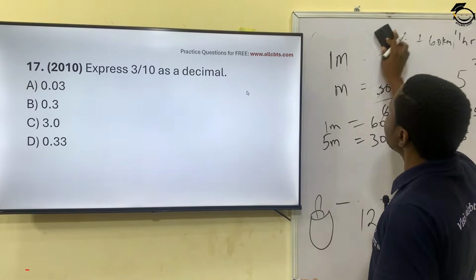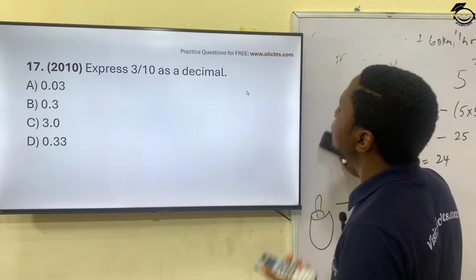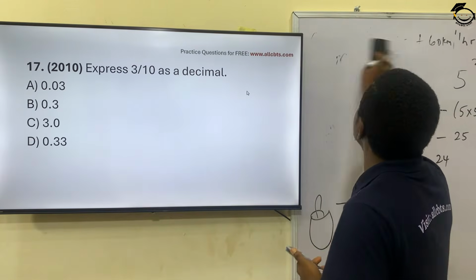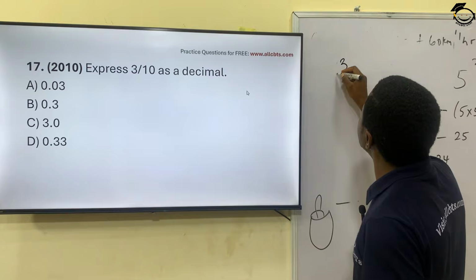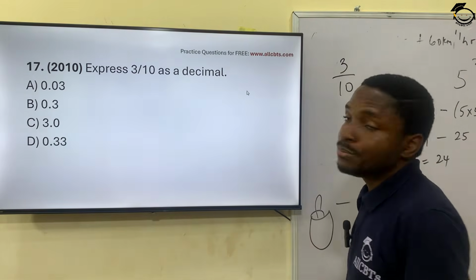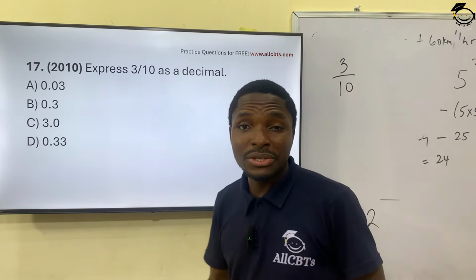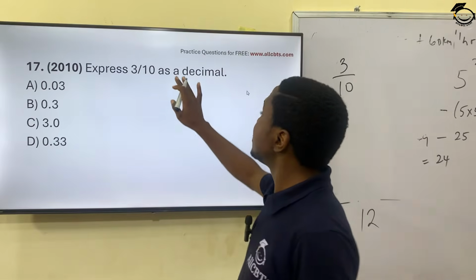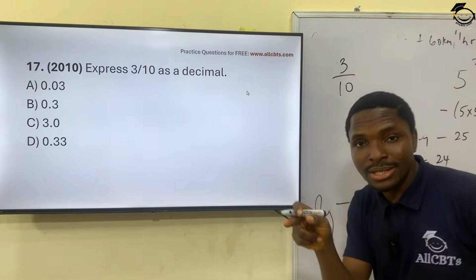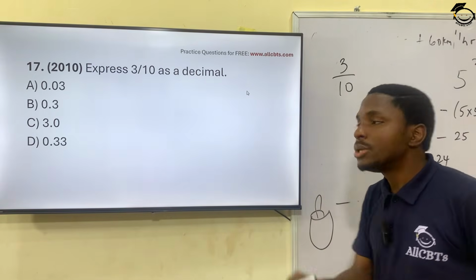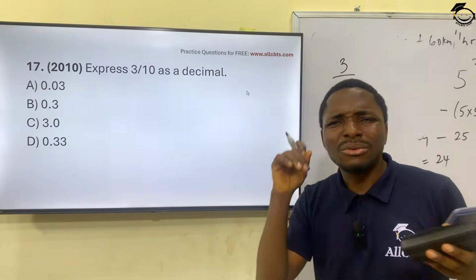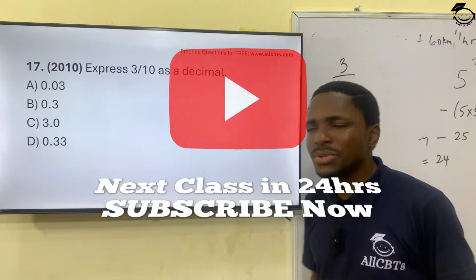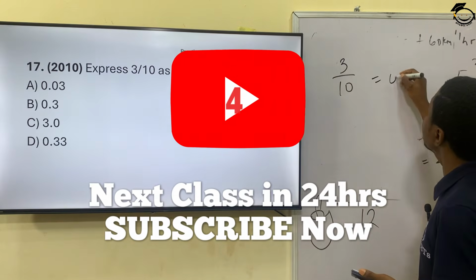17. Express 3/10 as a decimal. Express 3/10 as a decimal. 3/10. Now, this is also very simple. Once you see this, decimal means points. It should have a decimal point. So 3/10, simple. Just register it at the back of your mind, so you don't even need to stress yourself. 3/10 is the same thing as what?